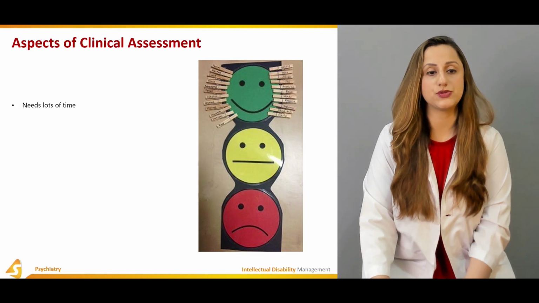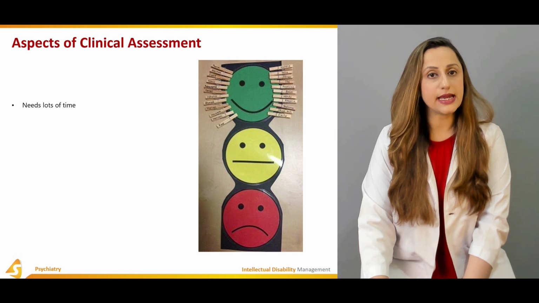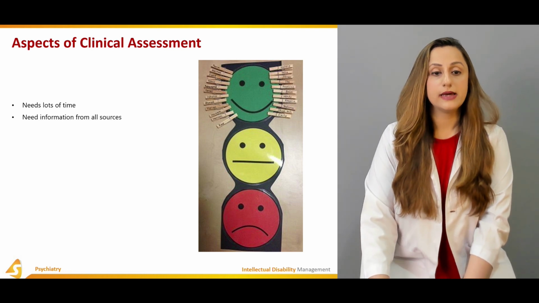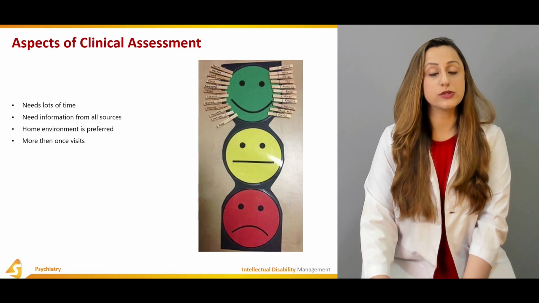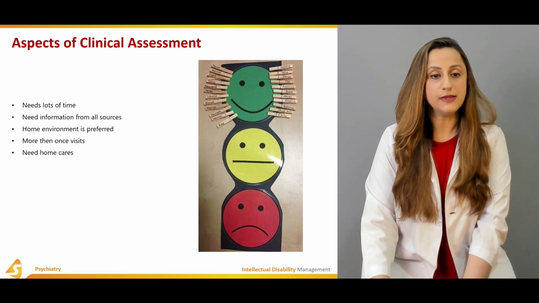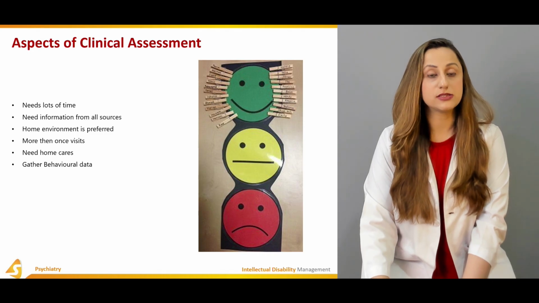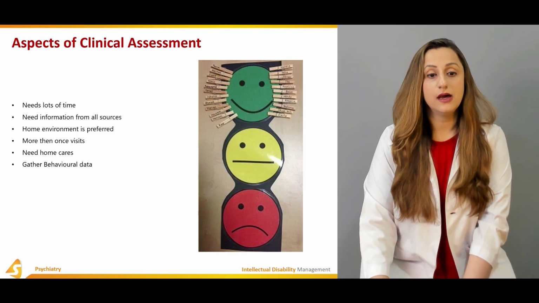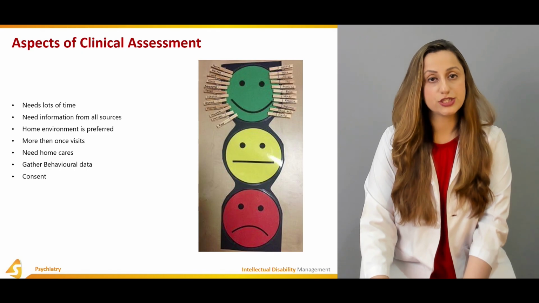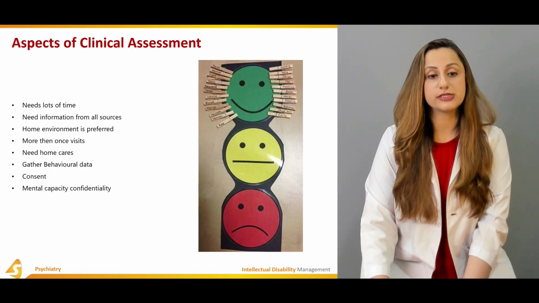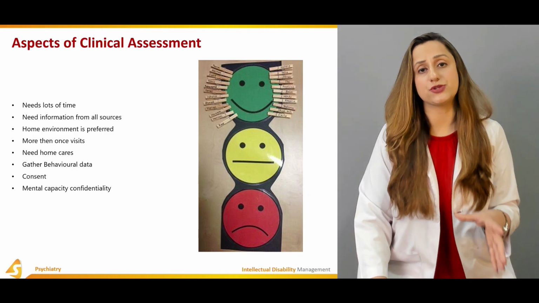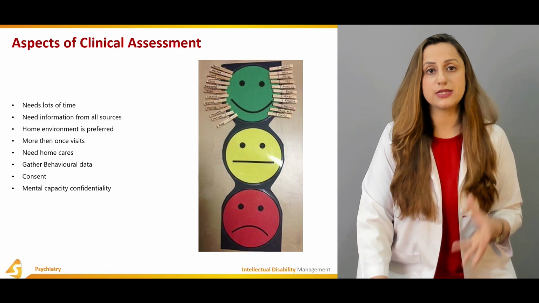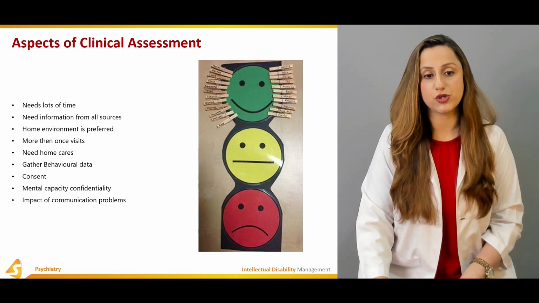There are a lot of aspects to consider as well. The healing time is quite long. They need information from all sources. Home environment is preferred, and more than one visit is almost needed. They need home care as well, and together with the behavioral data, the school data is again very important. Consent is very important. Mental capacity and confidentiality, to keep all of this research and history confidential, is again very important over here.